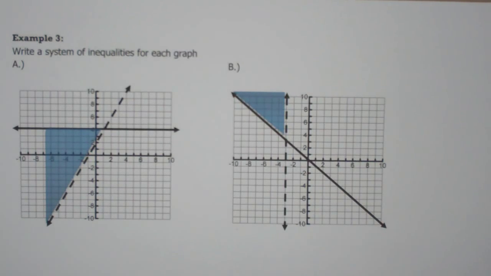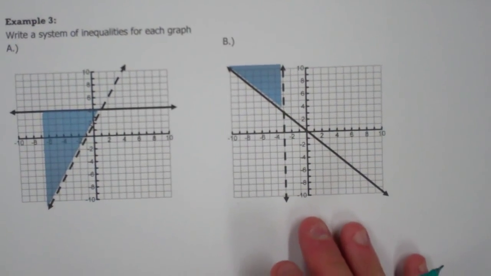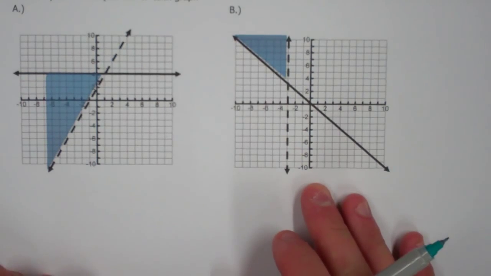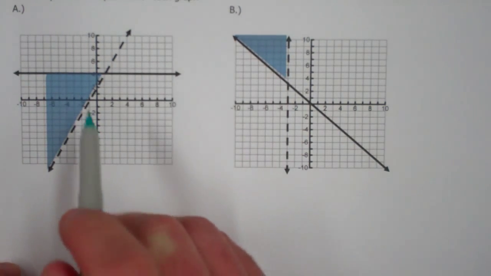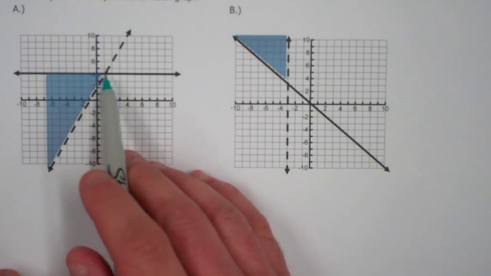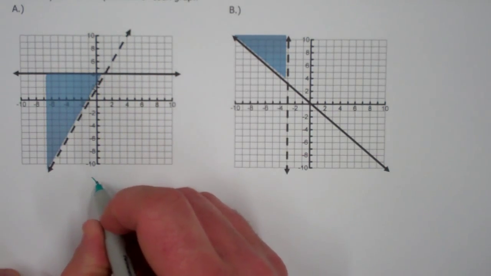In example 3, we want to write a system of inequalities for each graph. These are a little bit tougher. We're going to be going backwards, so now we're not going to be graphing an inequality, we're going to have to write one. Let's look at this solid line first here. Notice it's a horizontal line.